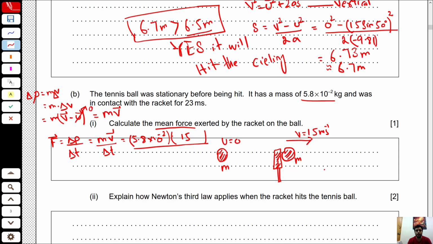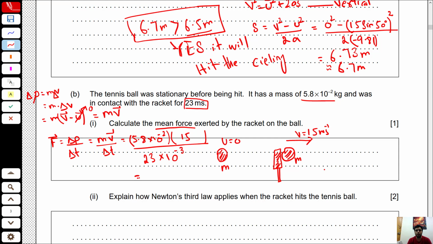Delta t is the impact duration, which is 23 milliseconds, the duration during which the racket is exerting a force on the mass. So it's 23 milliseconds. You have to convert milliseconds into seconds, which is the SI unit. So multiply by 10 to the power negative 3. Okay, everything is an SI unit.